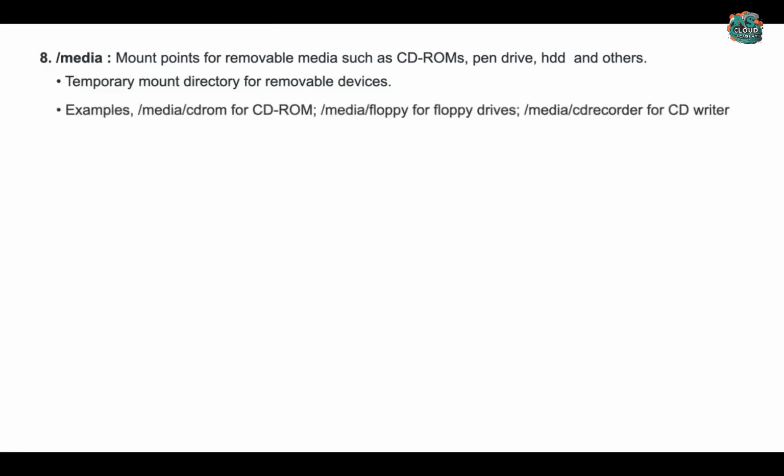Okay, and /media. You will find one directory inside / called media. Media is for removable media such as DVD-ROM, pen drive, or external hard disks and others. Whenever you connect any external disk device like DVD-ROM, CD-ROM, pen drive, or any USB hard disk, it will mount under /media. So it is a temporary mount directory for removable drives. By default it will mount inside this.